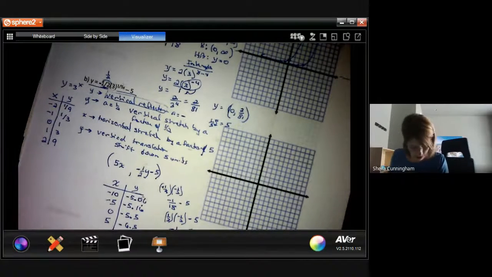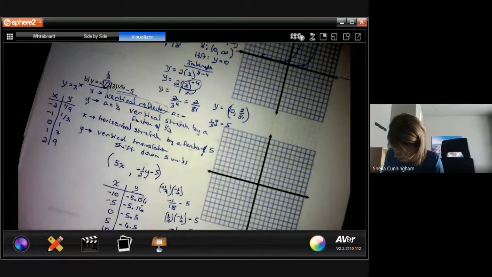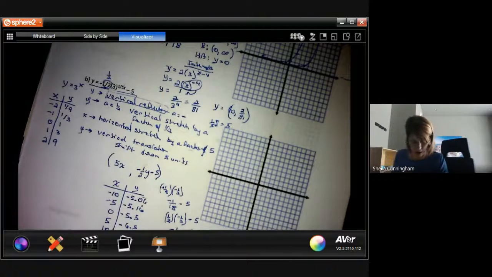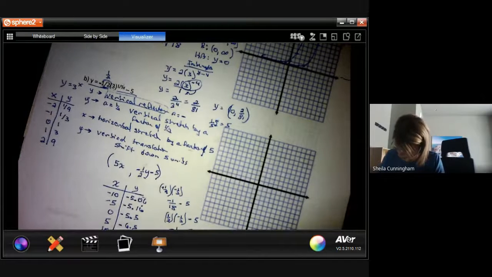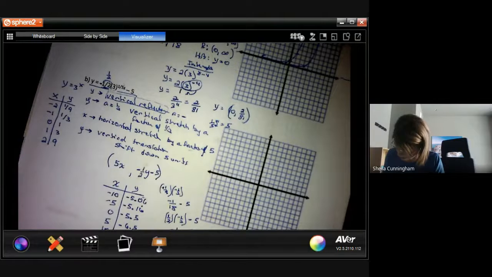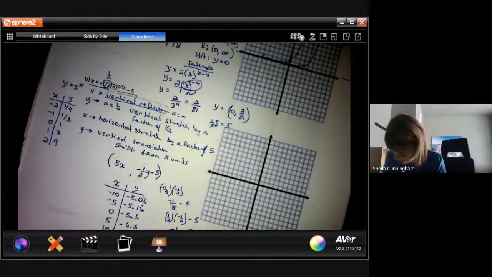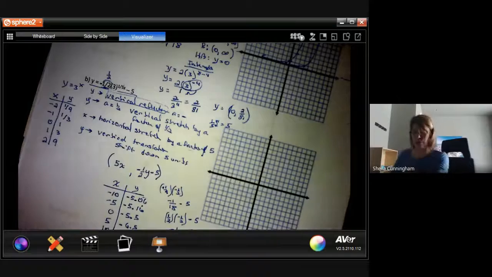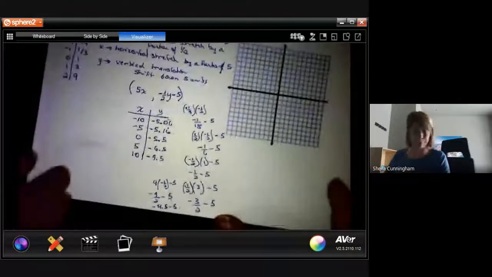And then my last one, again, I'm going to get this time a positive 10. And now I'm putting 9 in. So I'm going to have 9 times negative 1/2 minus 5, which gives me negative 9/2 minus 5. Negative 4.5 minus 5, so that should give me a negative 9.5. Oh, and I ran off my paper. Sorry, guys.